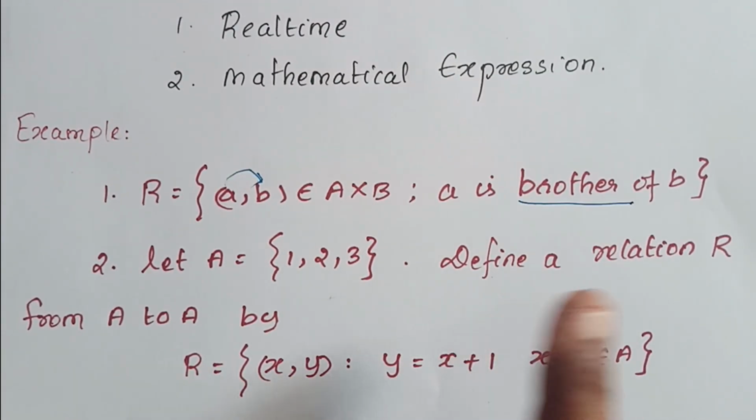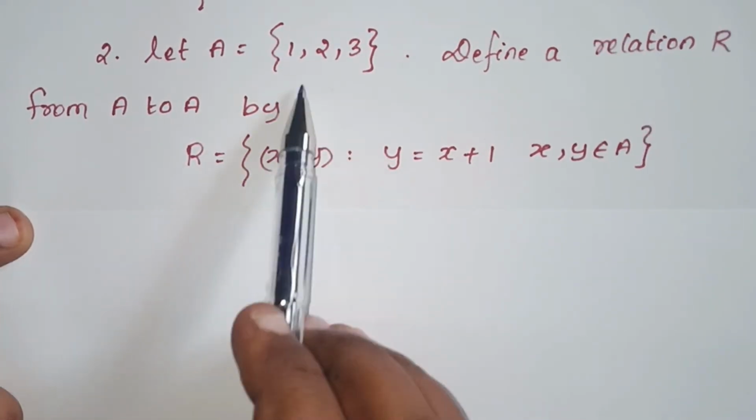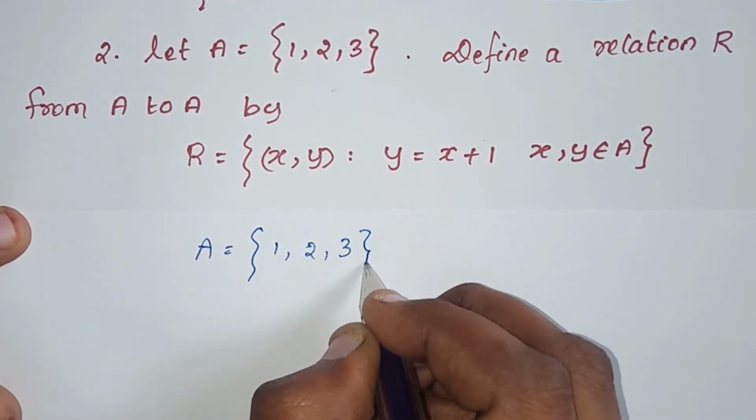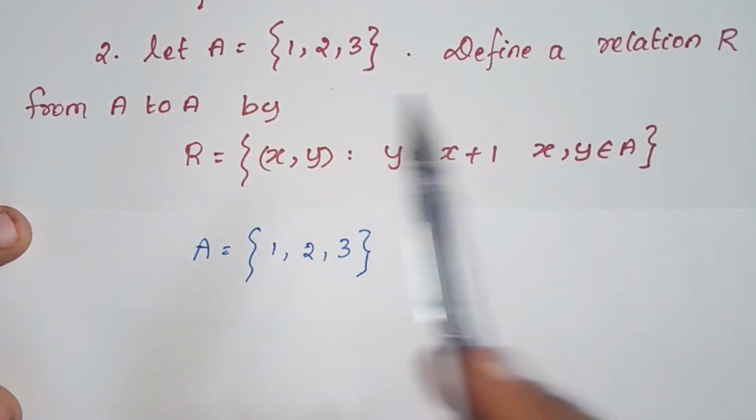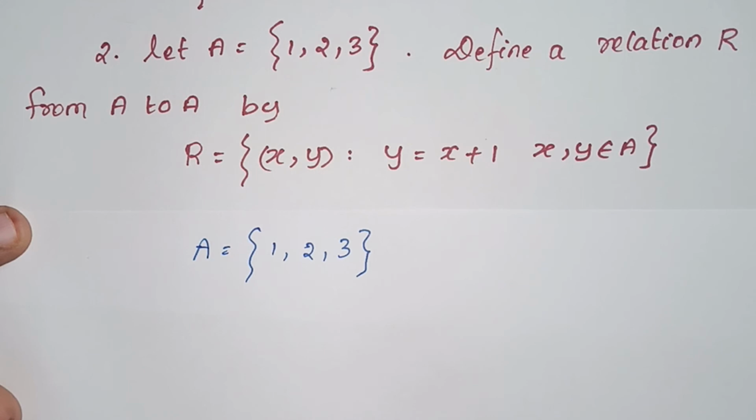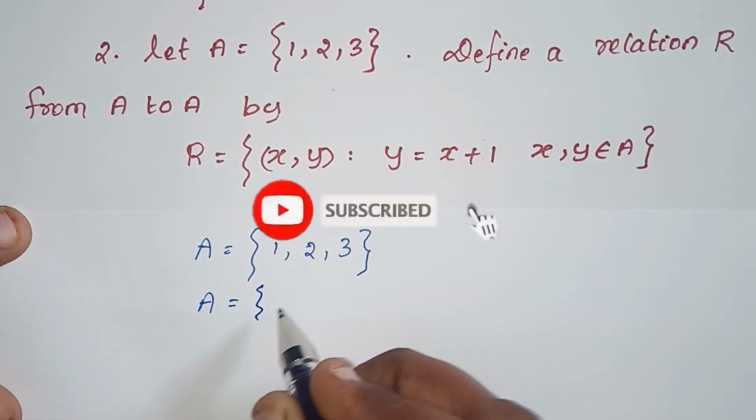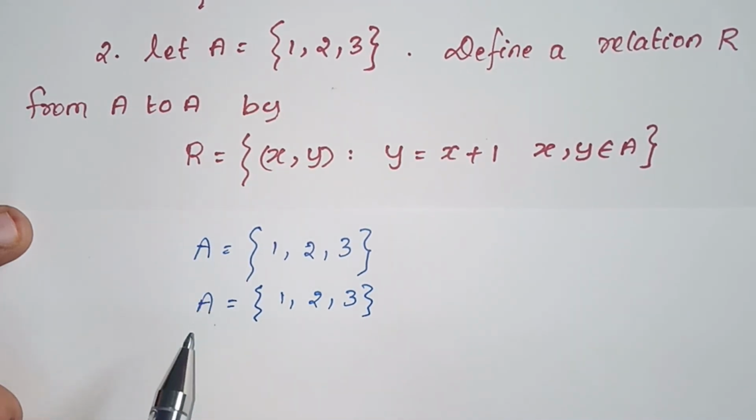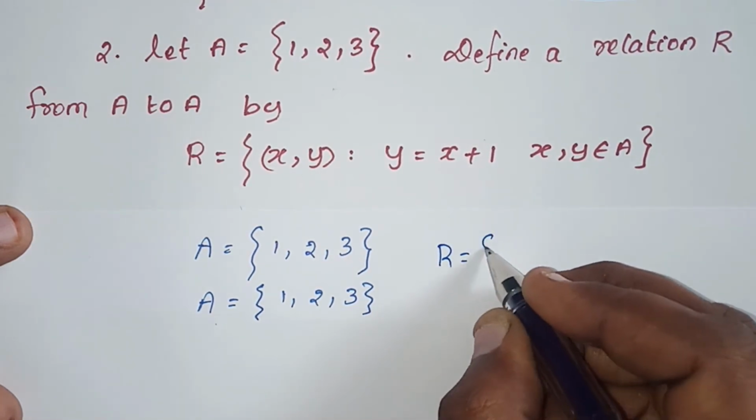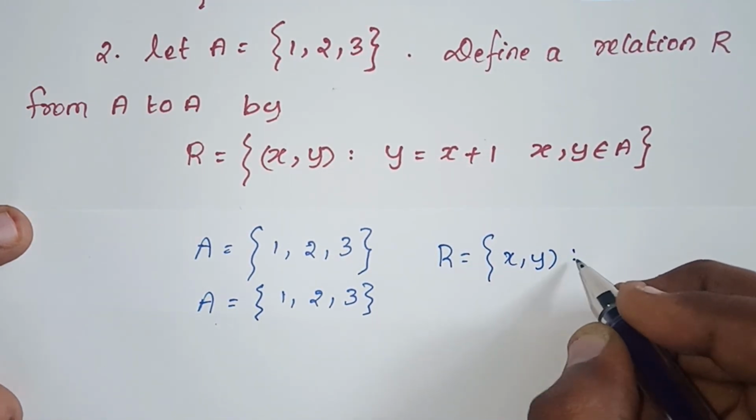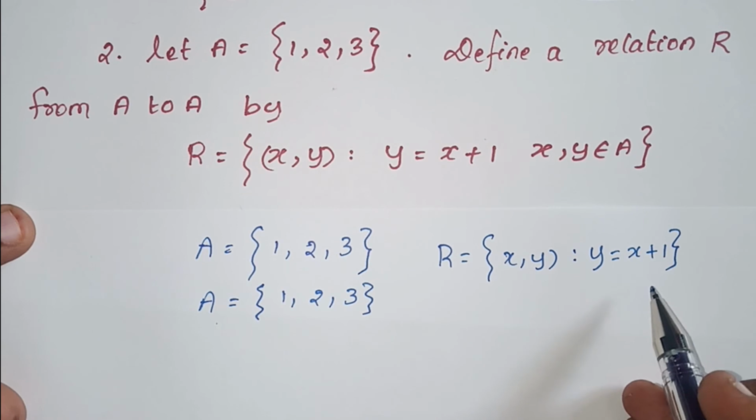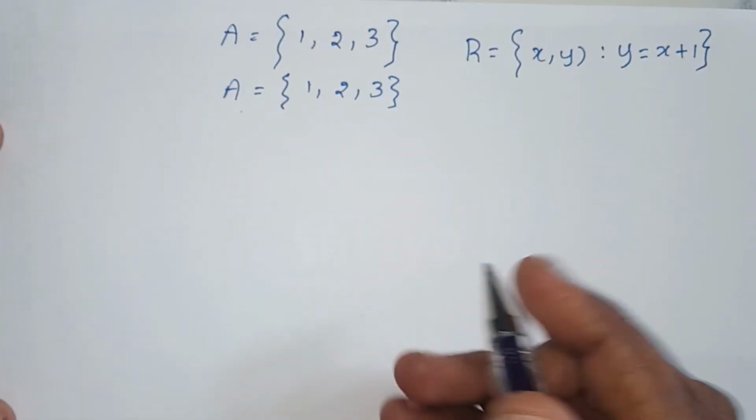So let us calculate how to find the relation for this example. In this example, they gave only one set, that is A, 1, 2, 3. So we need to find the relation R from A to A. So A to A, you need to write another A also: 1, 2, 3. You need to find a relation from A to A that satisfies the condition X comma Y, where Y is equal to X plus 1. You need to satisfy this condition. First, we need to calculate the Cartesian product.